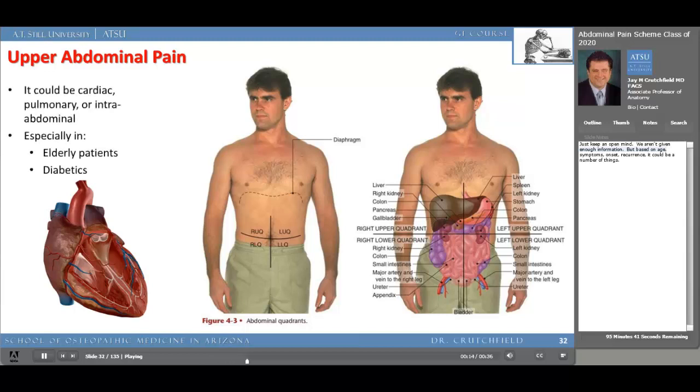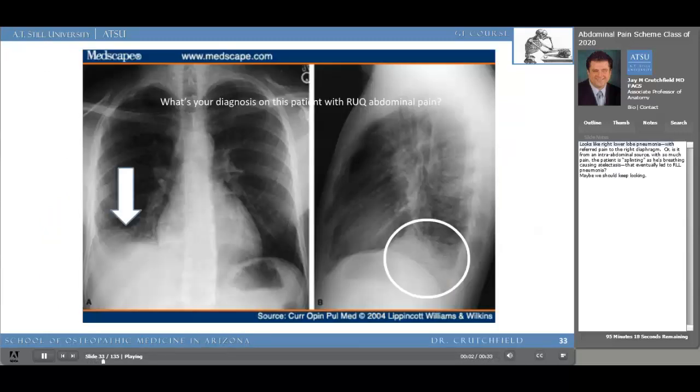It's not definitive. As part of the workup on our patient with abdominal pain, let's get a standard chest x-ray, a PA and lateral view. In this image, it looks like a right lower lobe pneumonia. And if that's the case, he's having referred pain to the right diaphragm and the right side of his abdomen. Or is it from an intra-abdominal source with so much pain, the patient is splinting as he's breathing, causing atelectasis that eventually led to a right lower lobe pneumonia? Maybe we should keep looking since the answer isn't quite so clear.